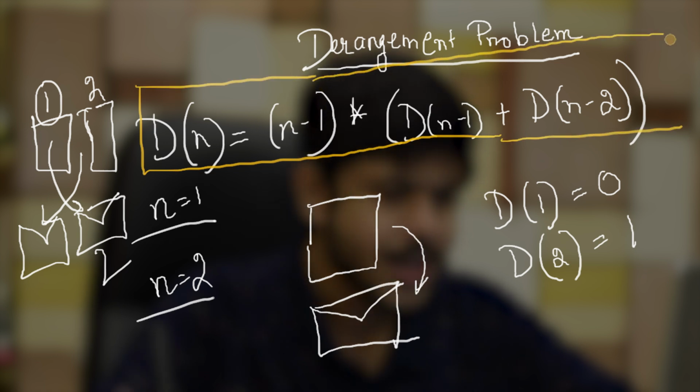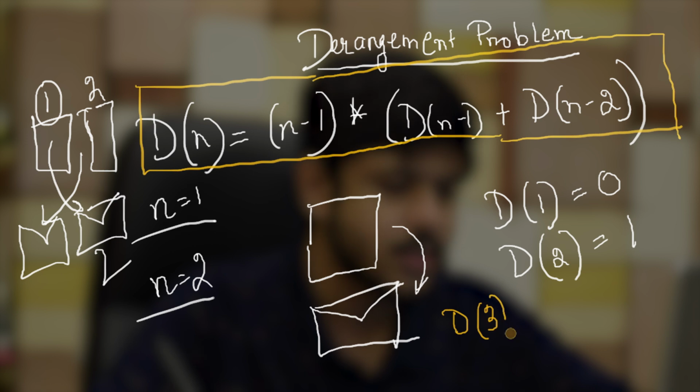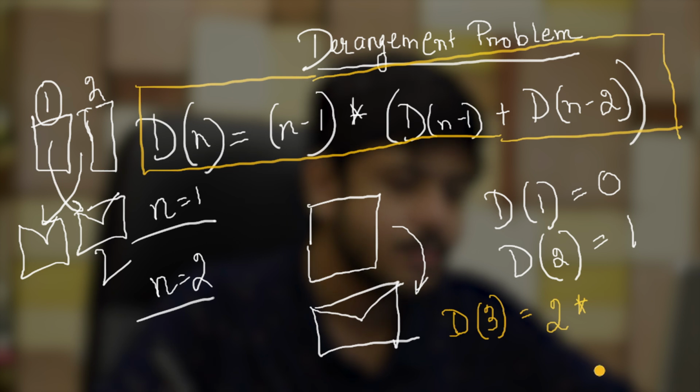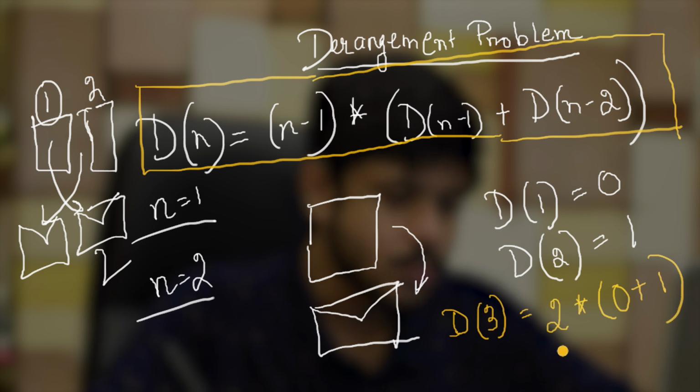So just as a short trial, if we want to find out what the value of D3 is going to be, it shouldn't be a very difficult ask for us. n minus 1, since the argument that we are passing to this function is n, would definitely be 2 in this case because it's 3 minus 1. So 2 times (D1 plus D2), where we have already seen that D1 is 0 and D2 is 1. So 2 times 1 would be 2 itself, right?